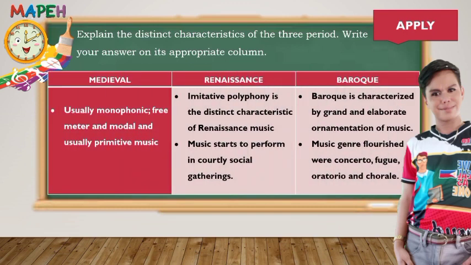Medieval music is usually monophonic, free meter and modal, and usually primitive type of music. However, imitative polyphony is the distinct characteristic of Renaissance music. Music starts to perform in courtly social gatherings. Then Baroque is characterized by grand and elaborate ornamentation of music. The music genres that flourished were concerto, fugue, oratorio, and chorale.